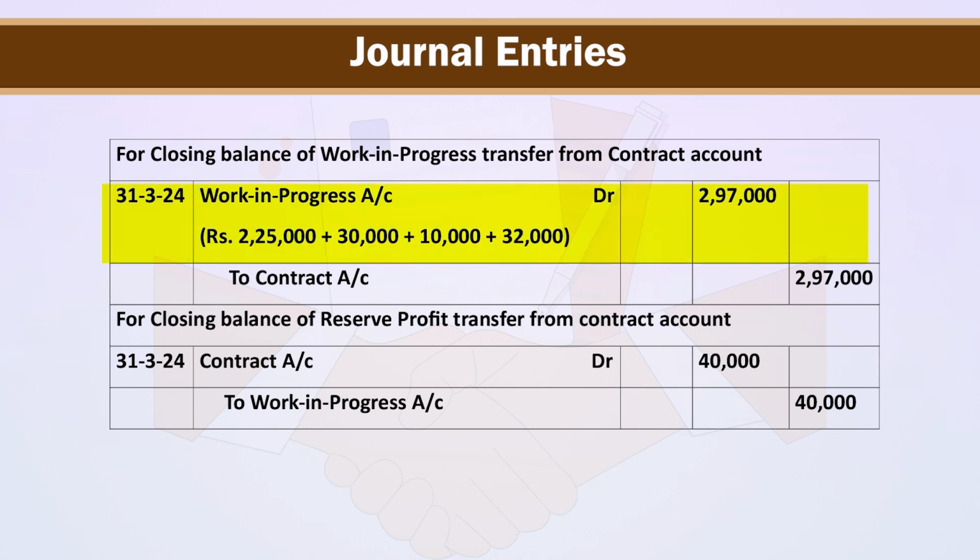Third, for closing balance of work in progress transfer from contract account on 31st March, work in progress account debit 2,97,000, which is total of rupees 2,25,000 plus 30,000 plus 10,000 plus 32,000, to contract account rupees 2,97,000. Next entry is for closing balance of reserve profit transfer from contract account, and the entry on 31st March is contract account debit rupees 40,000 to work in progress account rupees 40,000.